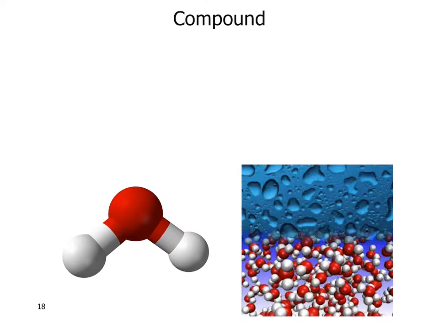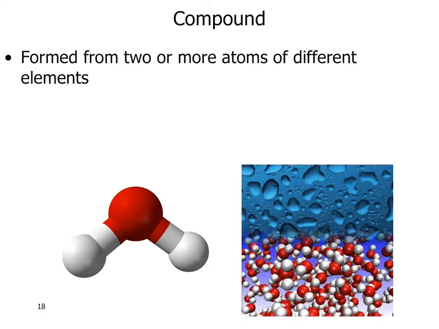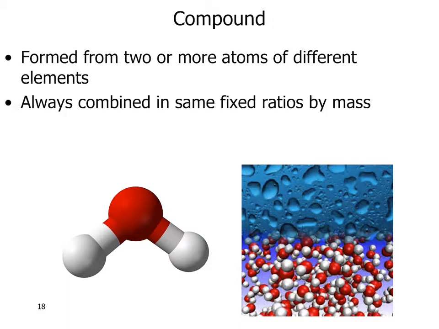Okay, let's look at compounds. They're formed from 2 or more atoms of different elements. We saw that definition at first, but we just want to make sure we got that. And now we'll look at some examples. They're always combined in the same fixed ratios. That's another thing to be aware of.